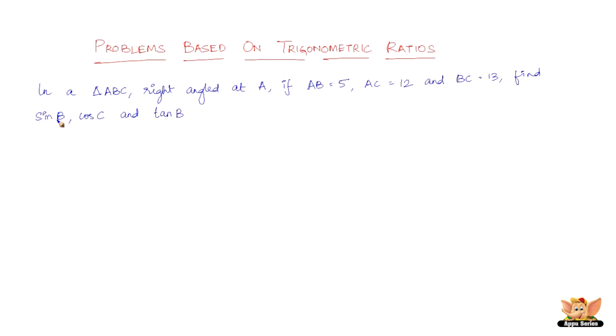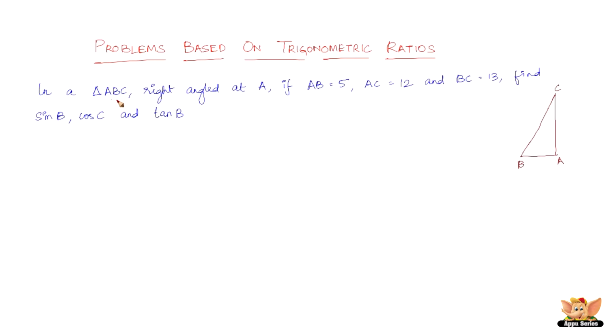This is sine B, cosine C and tangent of B. So these are the short forms, the abbreviated forms of the trigonometric functions sine, cosine and tangent. As far as this problem is concerned, let us first draw the required diagram. We've got a triangle ABC, and more importantly it is right angled at A. So let us first draw a right angle, and name it A. Now just join the other two ends of this triangle. So we have ABC here.